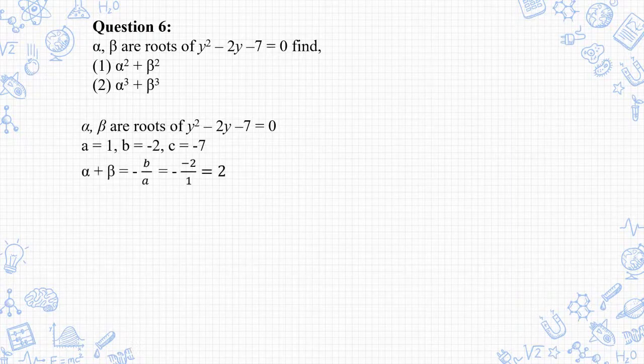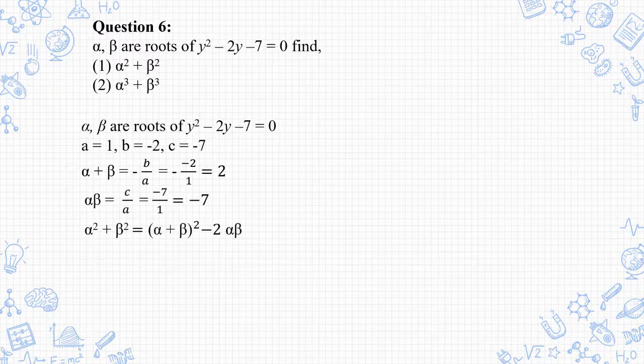We know alpha plus beta, the formula will be minus b upon a, and in this case it will be minus of minus 2 upon 1. Minus and minus will become plus, and hence you'll get 2. Similarly, alpha into beta is c upon a, which is minus 7 upon 1, which is minus of 7.